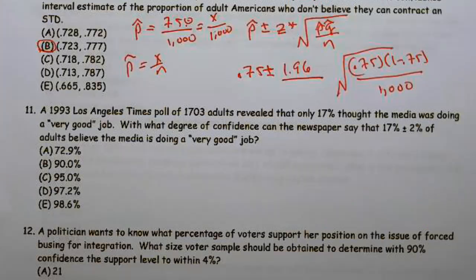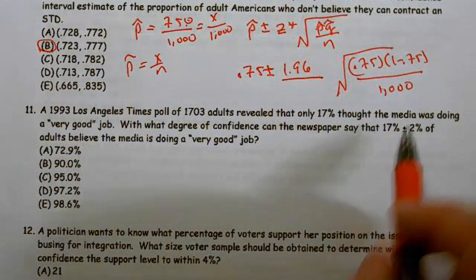All right, so this could be a long video. This is covering problems 11 through 20, all of which were requested. So a 1993 Los Angeles Times poll of 1,703 adults revealed that only 17% thought that the media was doing a very good job. With what degree of confidence can the newspapers say that 17% plus or minus 2% of the adults believe the media is doing a very good job?